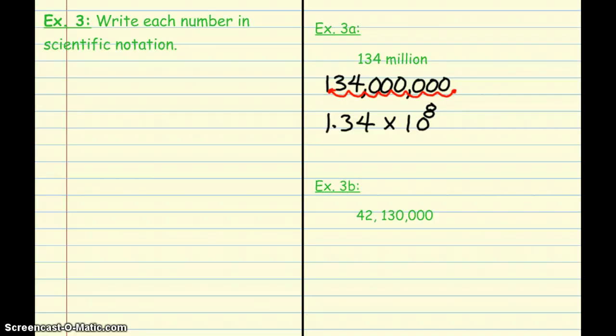Okay, last example, same thing, the decimal's hiding right after the 0. We have 42,130,000. I'm going to move that decimal over until I get to a number that's basically between 1 and 10. In this case, we're going to stop between the 4 and the 2. So I've got 4.213 times 10, and again our exponent is the number of places we move the decimal, so in this case it's 10 to the 7th power.